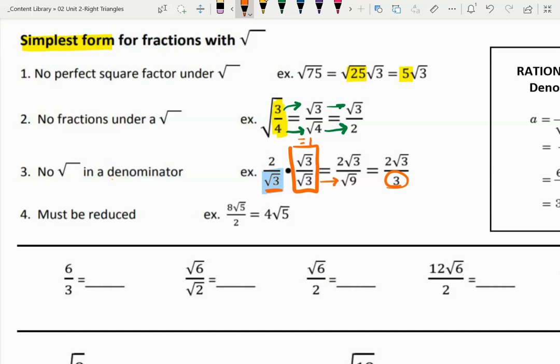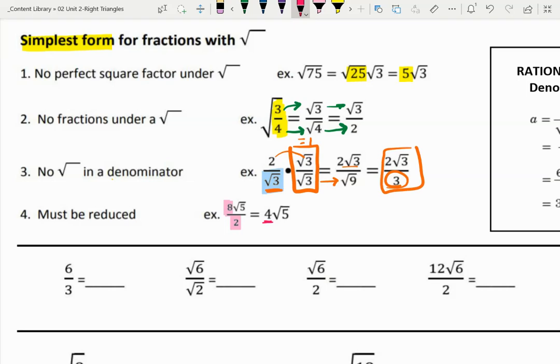When you multiply on the top, 2 times root 3 is 2 root 3, and that's as simplified as you can get. Okay? If you have a fraction like this last one here, you have an 8 in the top and a 2 in the bottom. Those are both whole numbers. They can be simplified, right? 8 divided by 2 gives you 4 root 5 on the top.